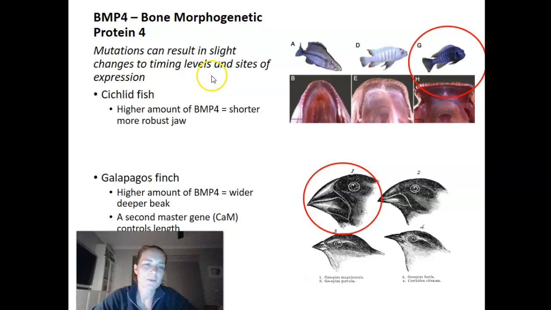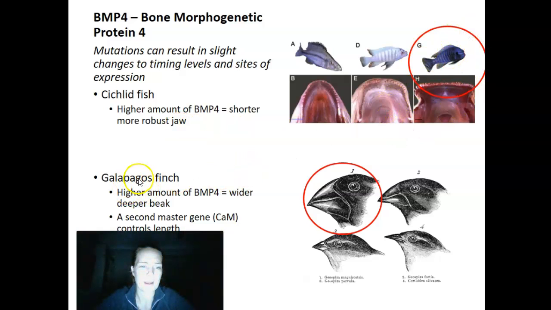So the expression of BMP4 leads to these different jaw shapes developing. It boils down to that a higher amount of BMP4 in cichlid fish will give a shorter and more robust jaw, which is circled here. And for the Galapagos finch, a higher amount of BMP4 gives us a wider and deeper beak.